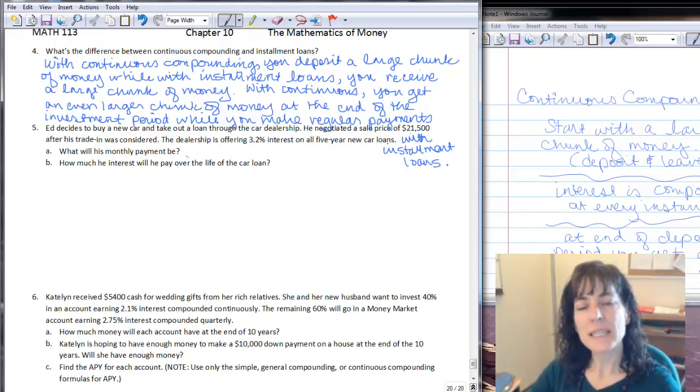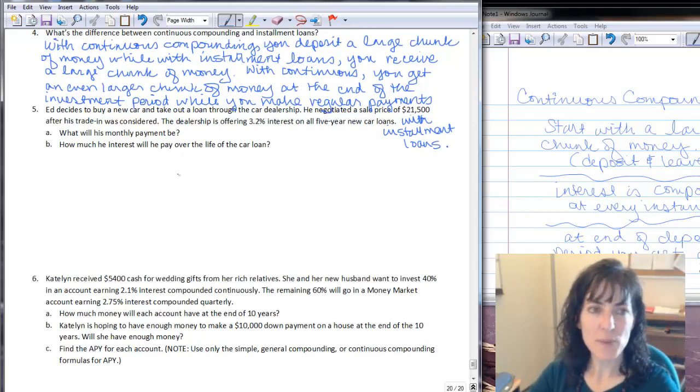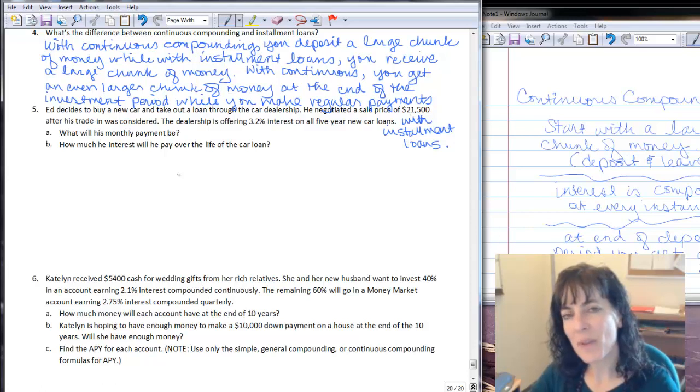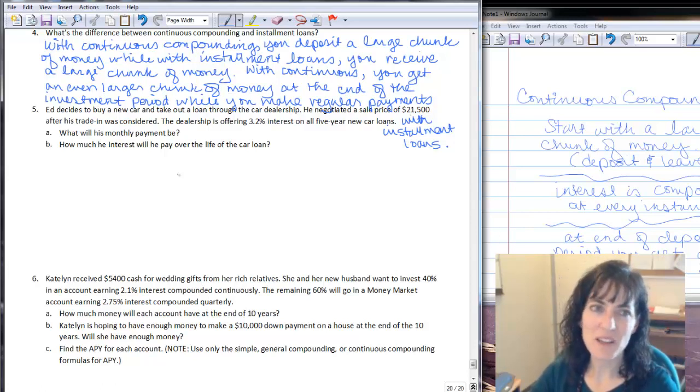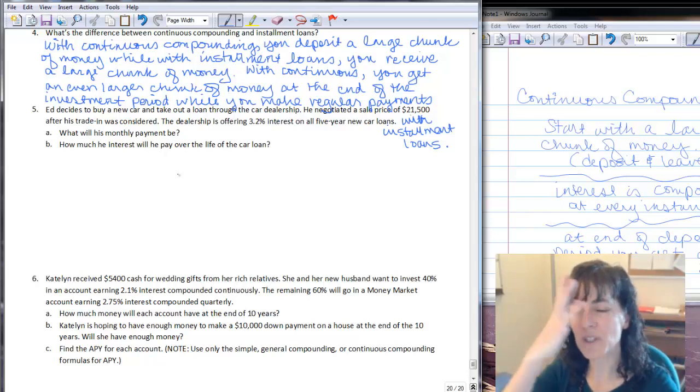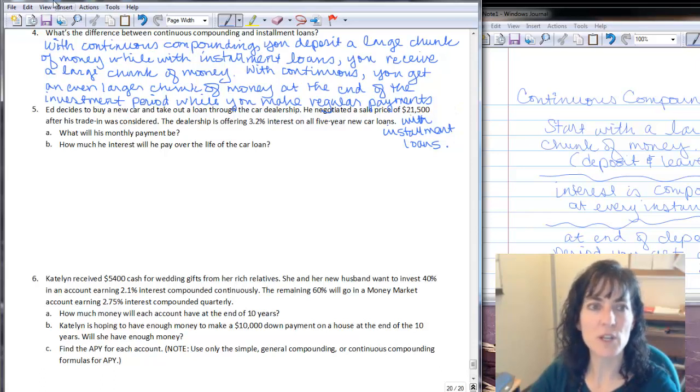Okay, so let's take a look. We're sort of expecting one of these to be an installment loan and the other one to be continuous compounding. But if we want the most learning from this, we'll just wipe that from our head and try to figure out all the clues that are going to tell us which formula to use for each one.